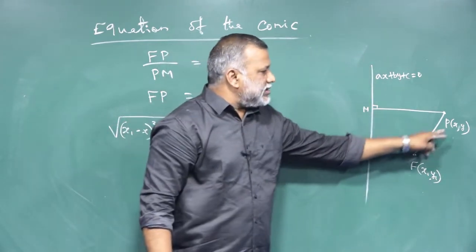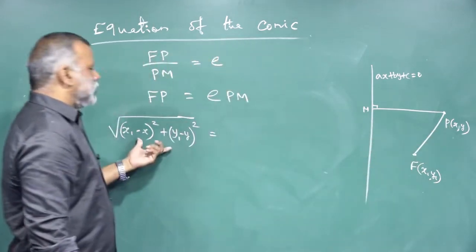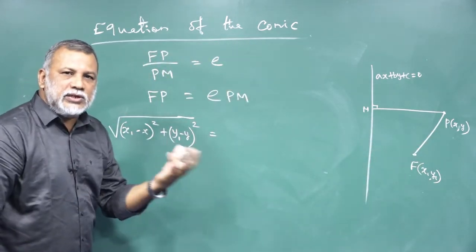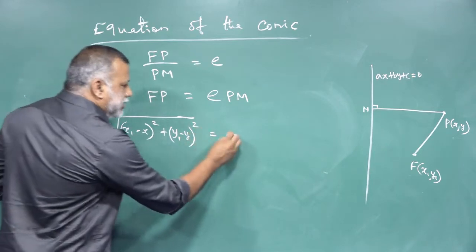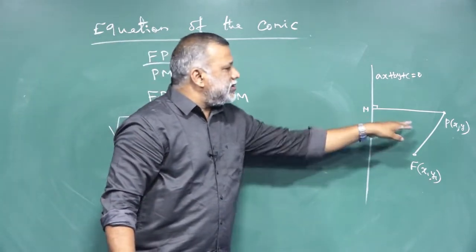So (x1 − x)² + (y1 − y)² is the distance between the two points F and P. E must be a constant, the eccentricity. What is the meaning of PM from this?